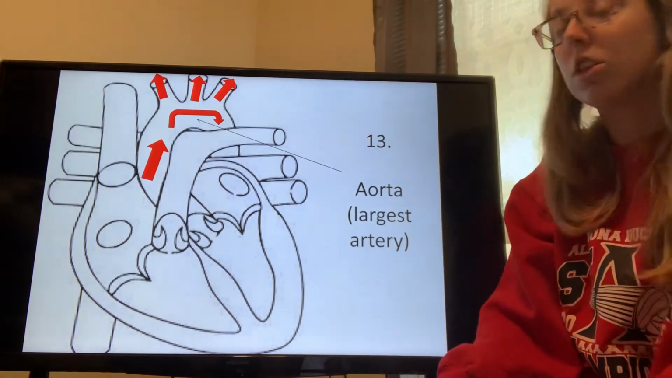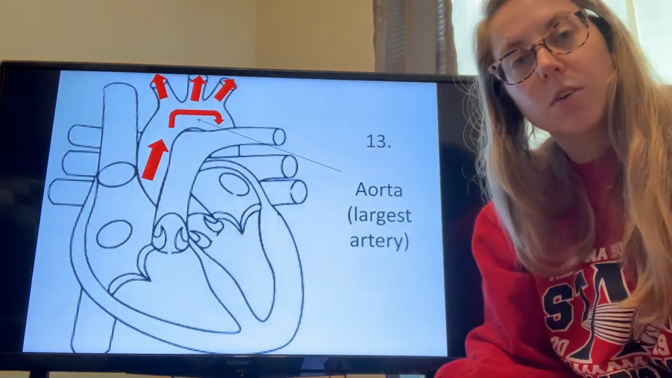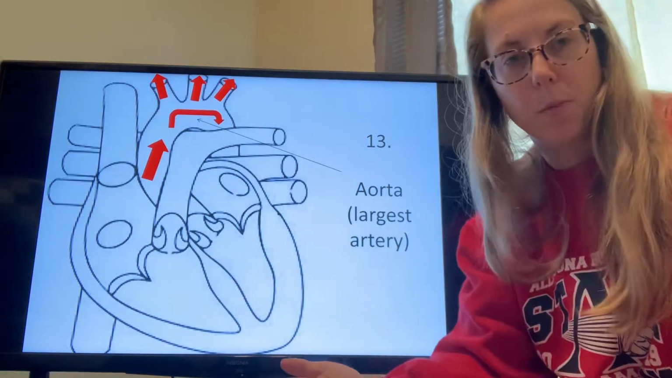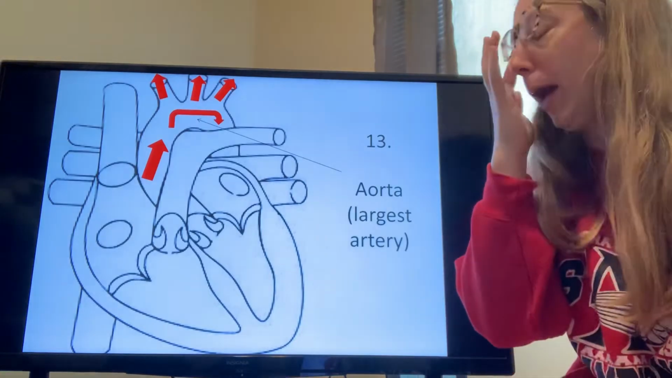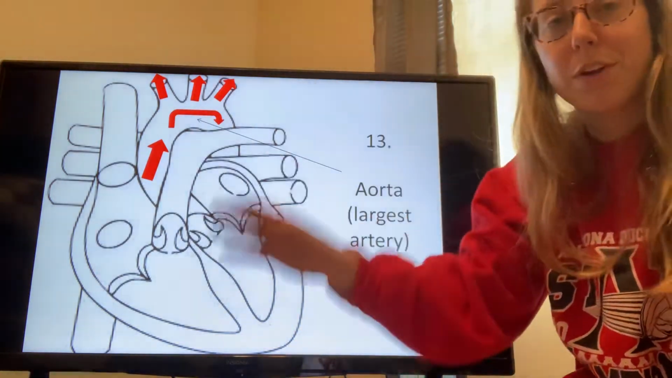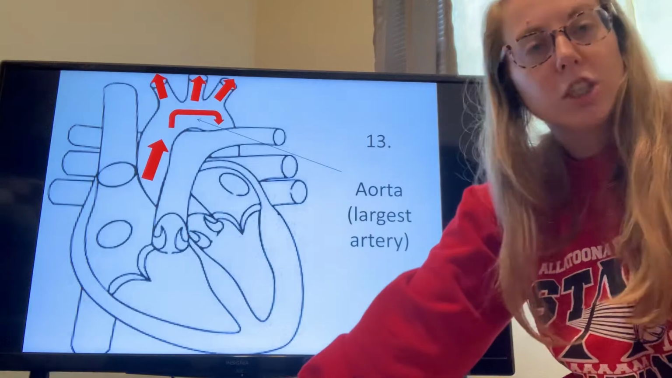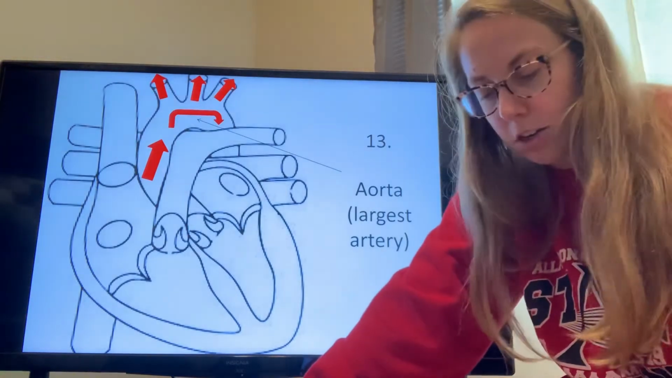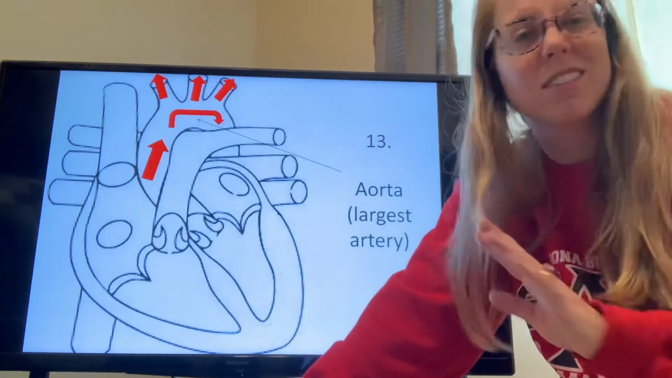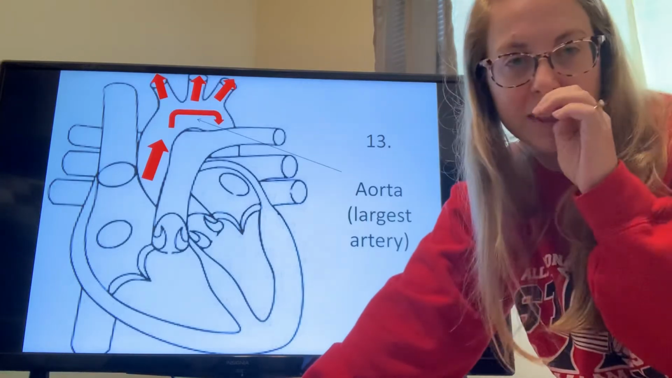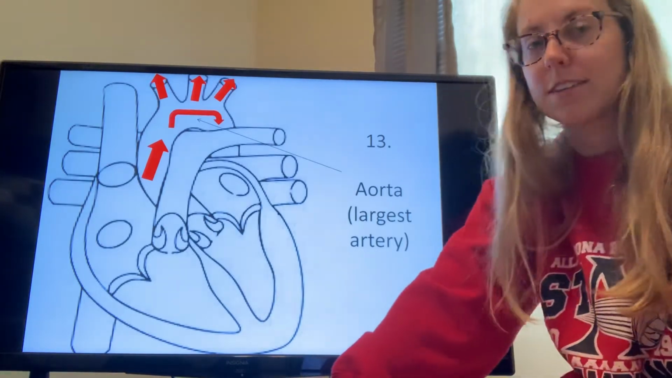Okay, it is the largest artery in our body, and it is going to pump out the blood to the rest of our body and our extremities. Okay, so those are the 13 steps. Coach, I still have another blank at the bottom of my page. You do, but it's not considered a step. It's just a part of the heart that we need to know for our purposes in this class.